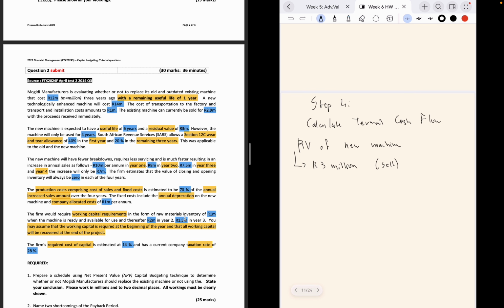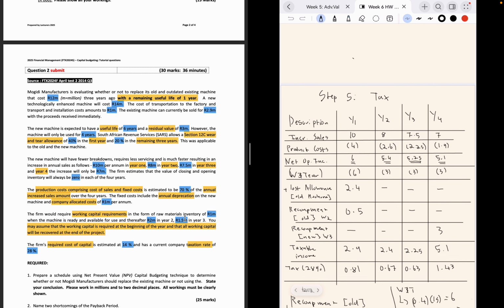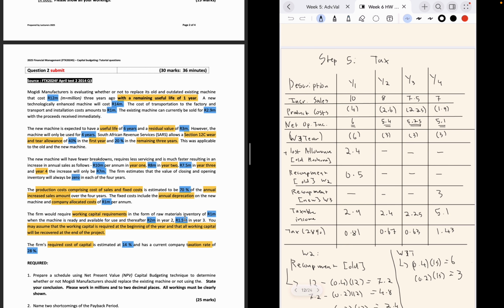Step 4, let's calculate the terminal cash flow. So the terminal cash flow is the residual value of the new machine. So that will be the 3 million. Step 5. Okay, so now we're going to calculate our tax. How are we going to do this? So firstly, look on the left-hand side. So we have the increase in sales, year 1, year 2, year 3, year 4, that we already calculated. The production costs for each year, which we already calculated. So adding those up together gives you your net operational income.